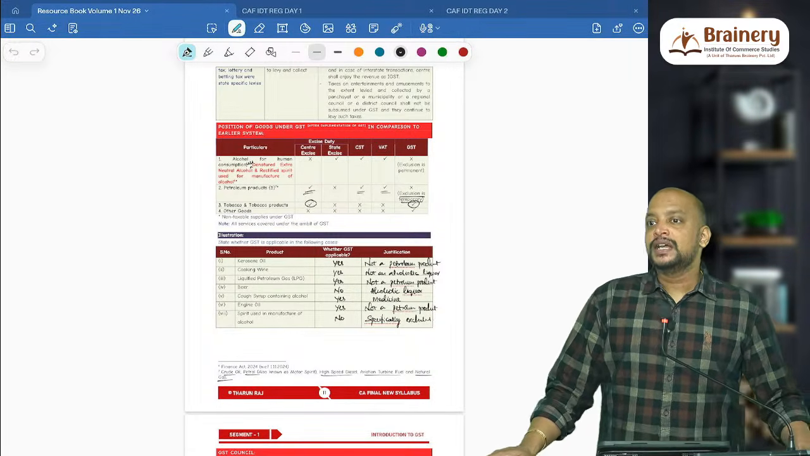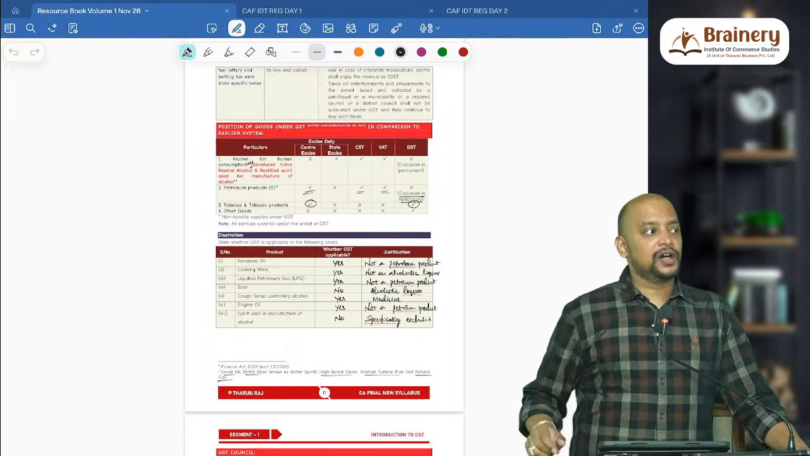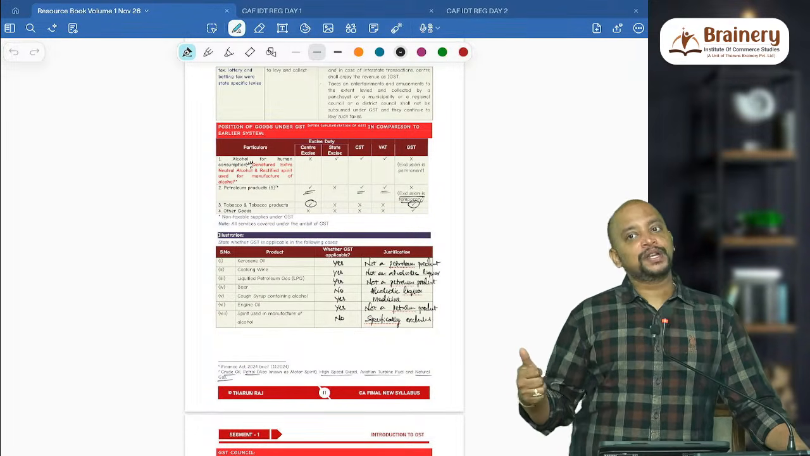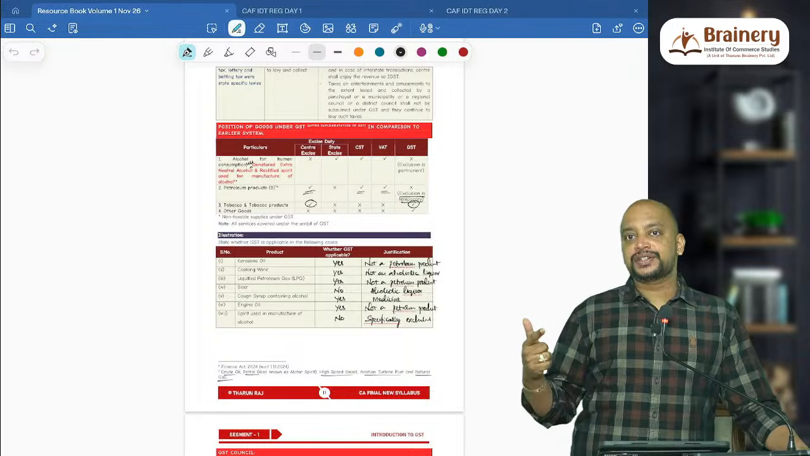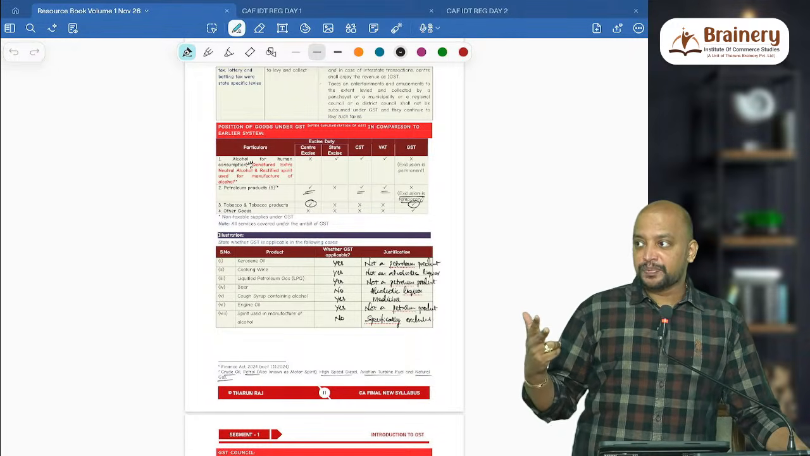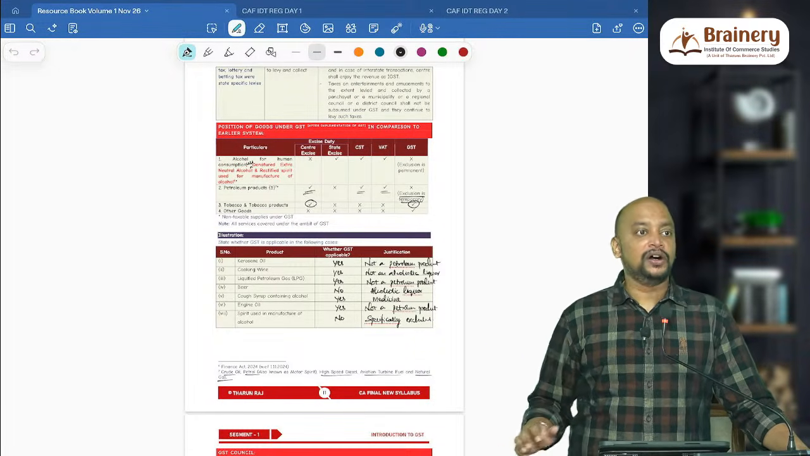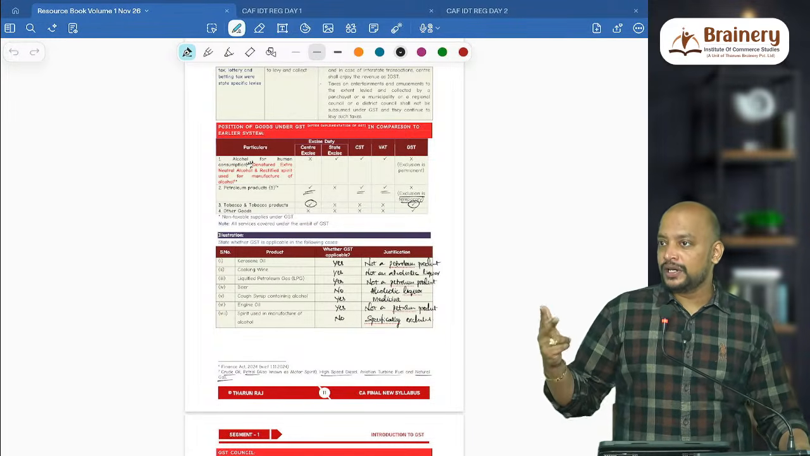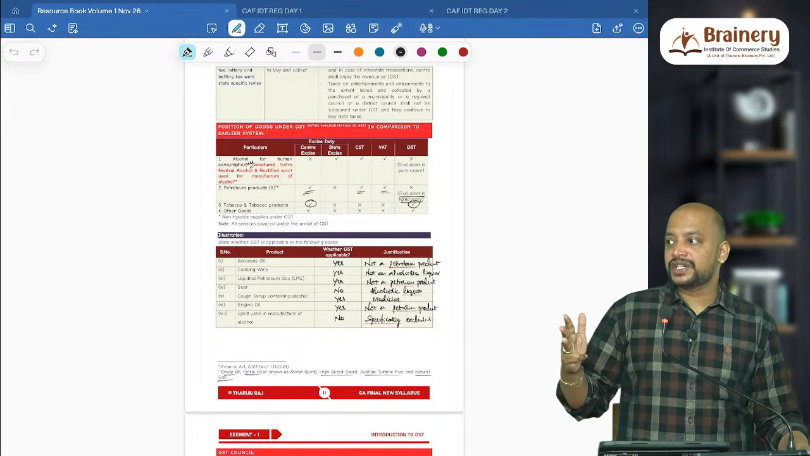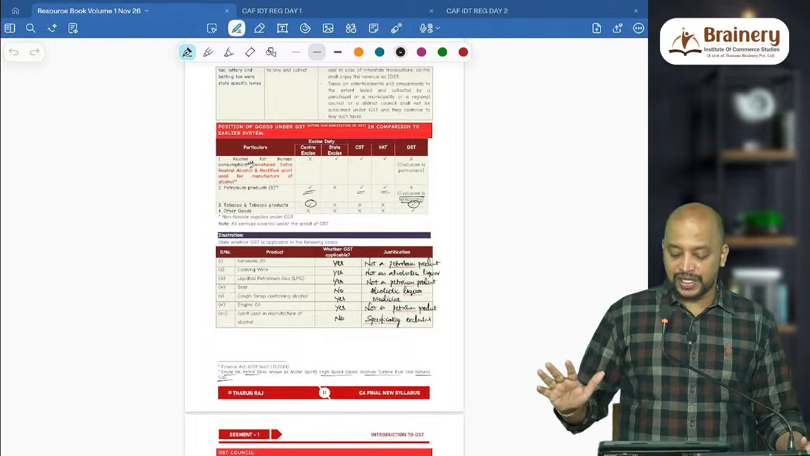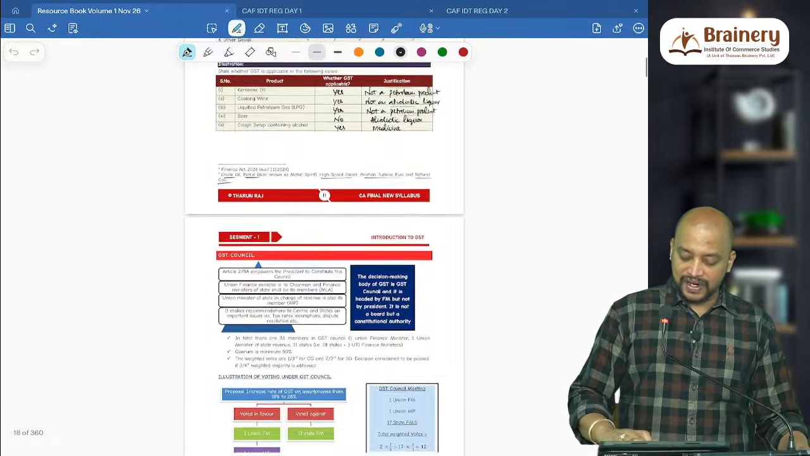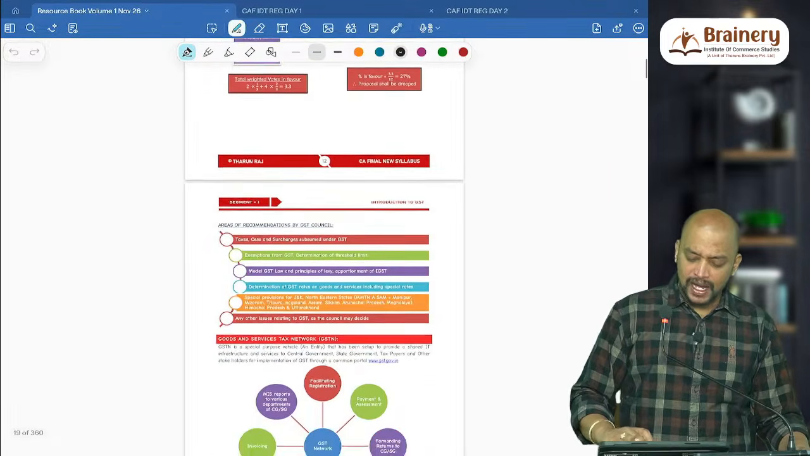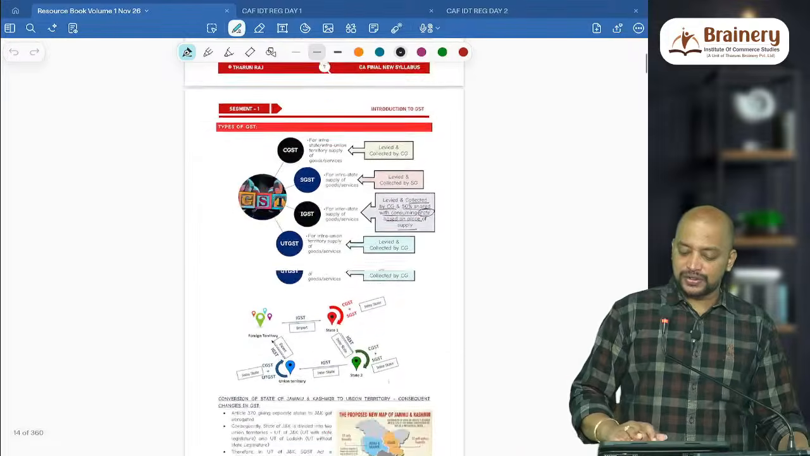Number one, alcoholic products, that is alcoholic liquor for human consumption, undenatured extra neutral alcohol, rectified spirit used in manufacture of alcohol. Then petroleum products: crude oil, petrol, diesel, aviation turbine fuel and natural gas. This is the discussion we had in the last class, and we have some other things to be seen.